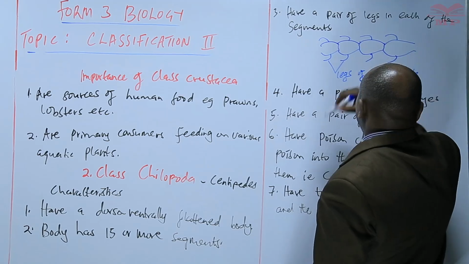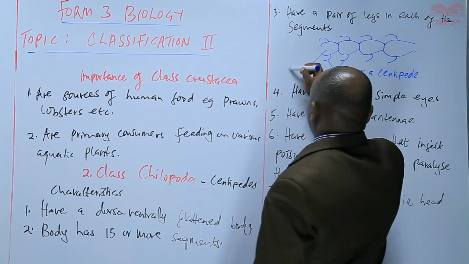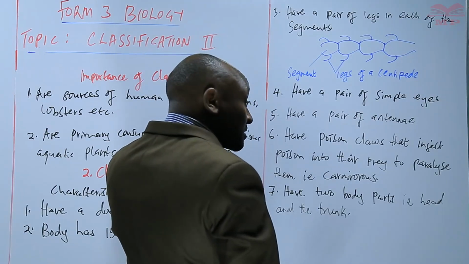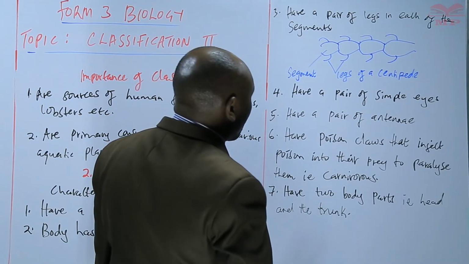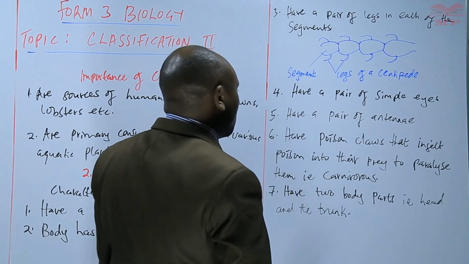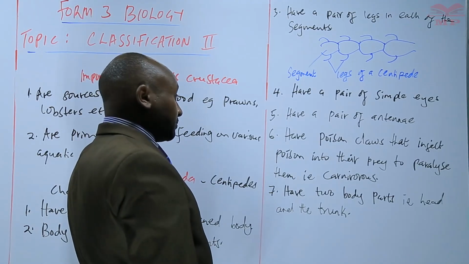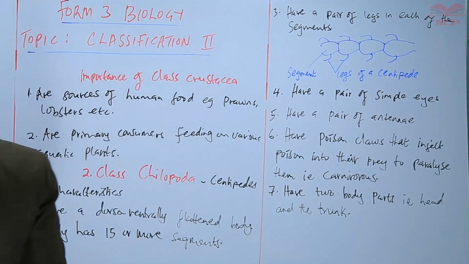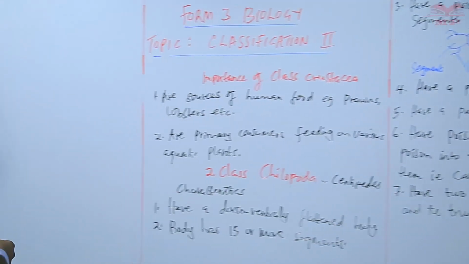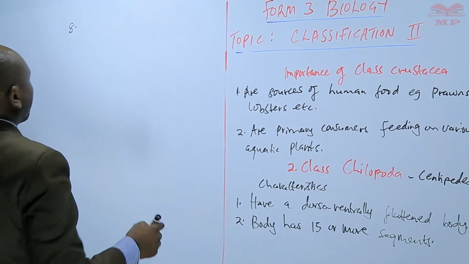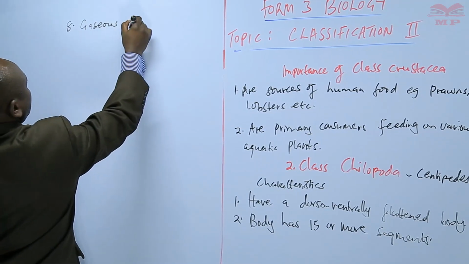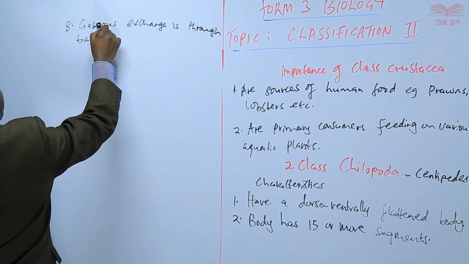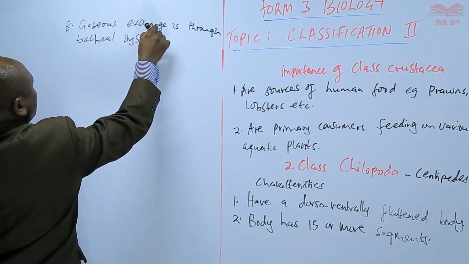So a pair of legs in every segment, a pair of simple eyes, a pair of antennae. They have poison claws that inject poison into their prey to paralyze them. That is, they are carnivorous. They have 2 body parts, the head and the trunk. And then lastly, number 8, gaseous exchange is through the tracheal system. So they have a tracheal system for gaseous exchange.